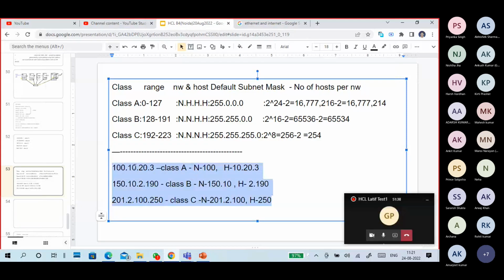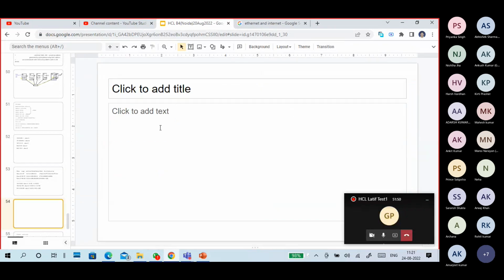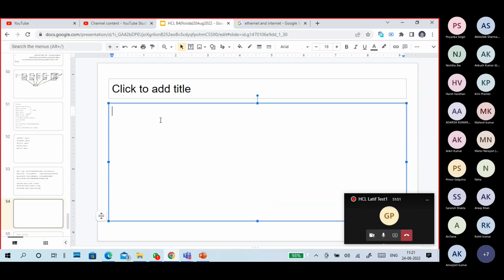When you look at the IP address, you identify which class it is, and also identify the network and host portion. Then we have to write the rules here. Two important rules. The first very important rule is, devices must be in the same network to communicate with each other.